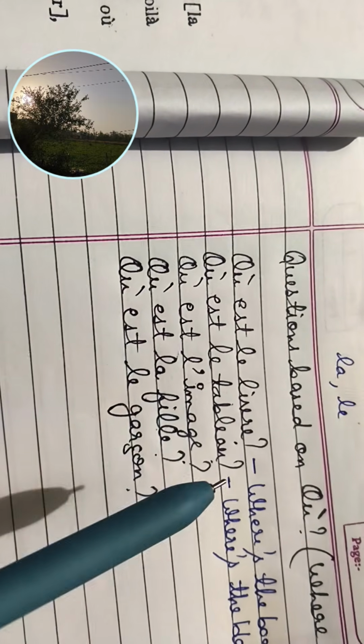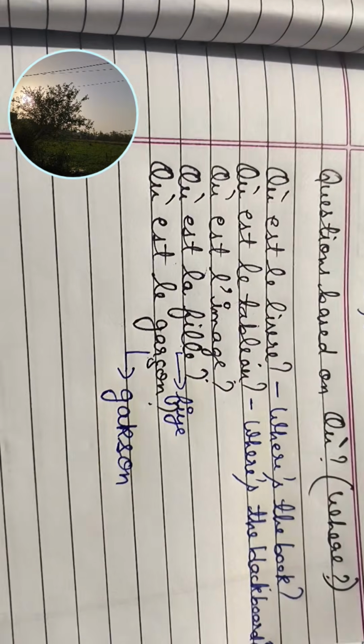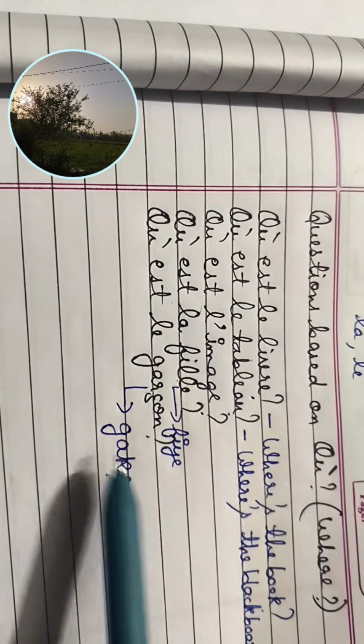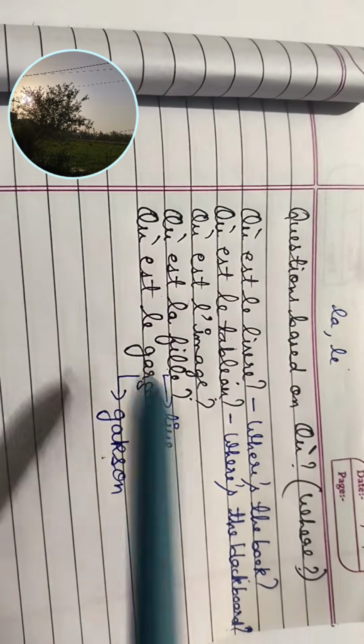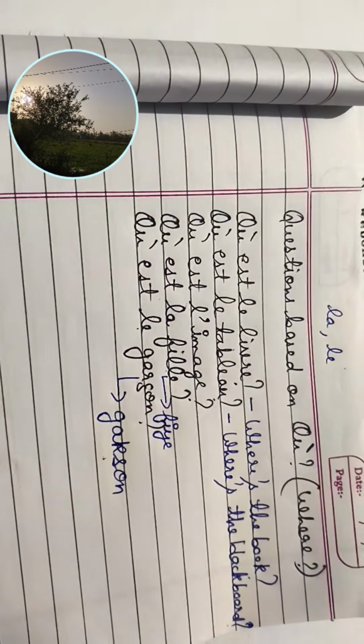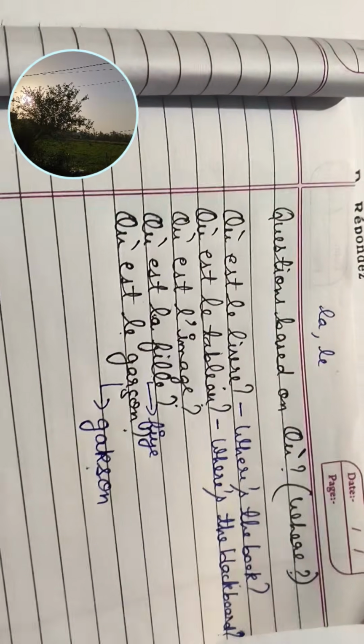This is an article, right? So we have to use "la" before "fille", and "garçon". The pronunciation for the fifth one is "garçon", and the fourth one is "fille". Fille means a girl, and garçon means a boy. Before any boy object or male object, no matter what it is, we use the article "le". If it's female, you use "la". There's no specific pronunciation rule for them. You just understand it as you get deeper into it.